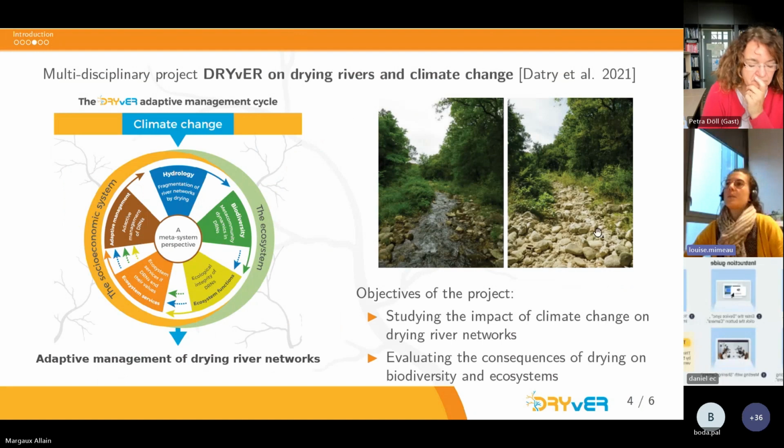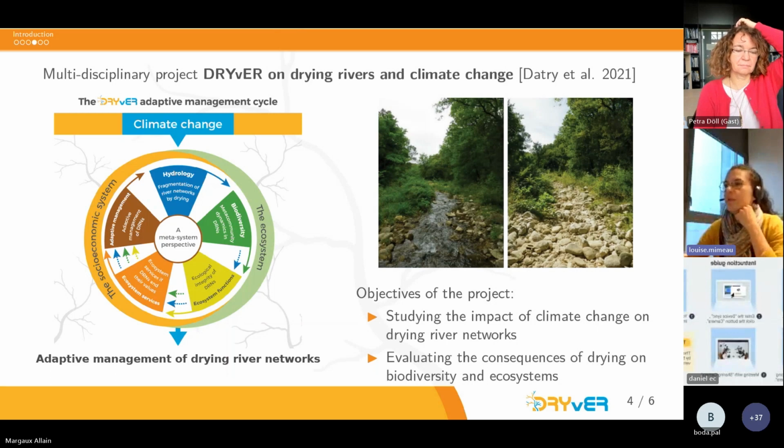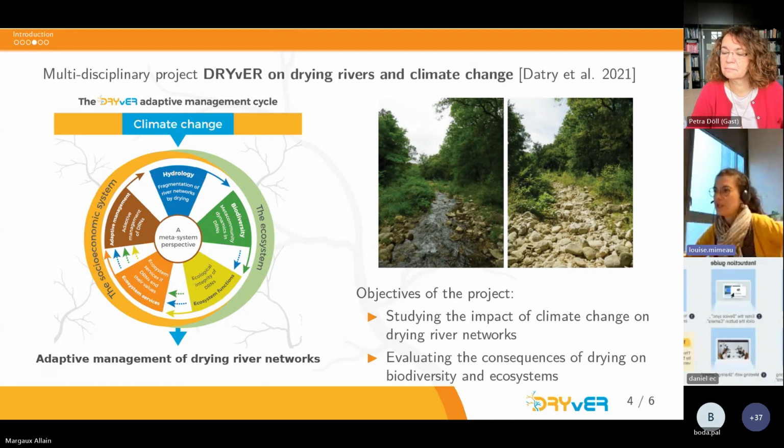So the DRYvER project is a multidisciplinary European project on drying rivers and climate change. And so, as Margot said, it's a multidisciplinary project involving researchers from different backgrounds, such as hydrology, ecology, biology, and economy of the environment. And the objectives of the project are to study the impact of climate change on drying river networks and also to evaluate the consequences of drying on biodiversity and ecosystems. Next, please.